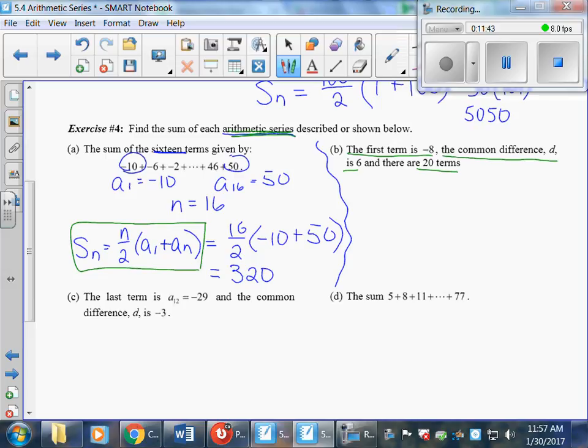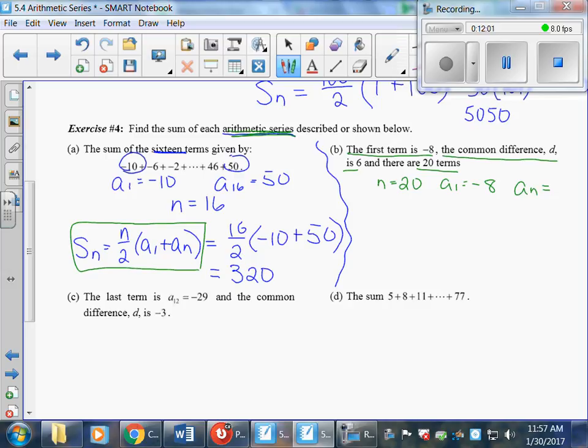So what's given to us? We know n is 20. We know the first term is, I'm sorry, I just wrote 20 again. Nope, it's negative 8. What do we need to know? We need to know a sub n, which we don't know. So how can we find that?